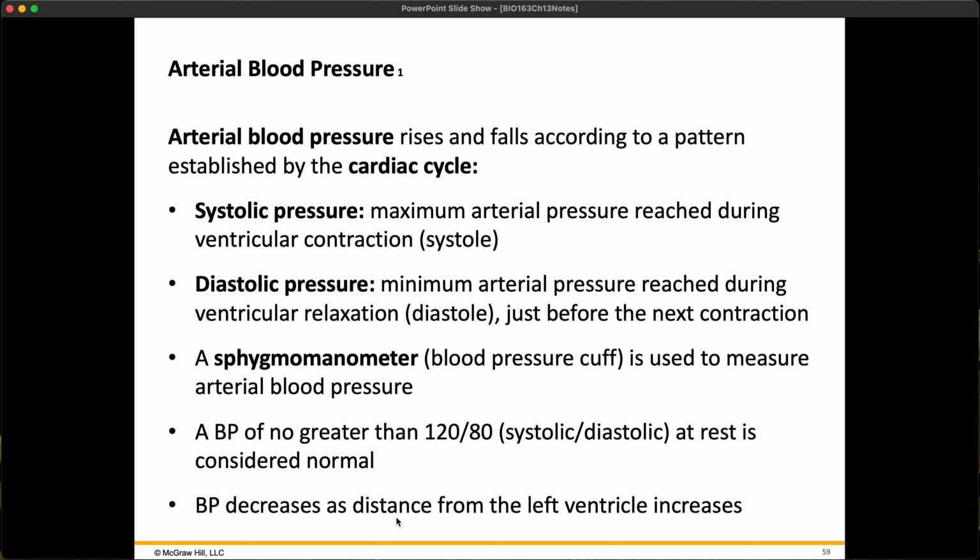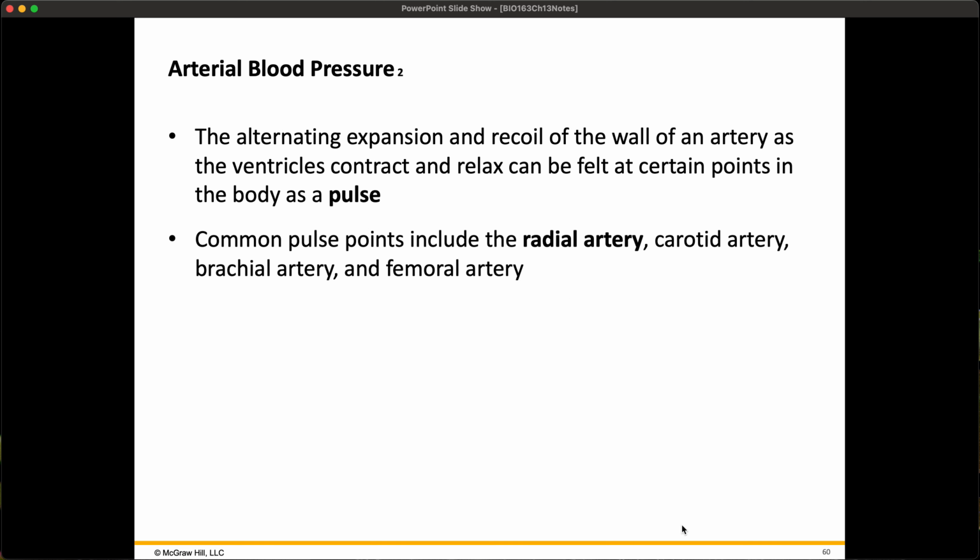Blood pressure decreases as distance from the left ventricle increases. There you go. We talked about some of this already. The alternating expansion and recoil of the wall of the artery as ventricles contract and relax can be felt as the pulse. So you can take your pulse on the radial artery, carotid artery, brachial artery, femoral artery. You should know where all of these are based on their naming. So your pulse is that beating of the heart, right? The contract and relax of the ventricles. That's what you're feeling there.